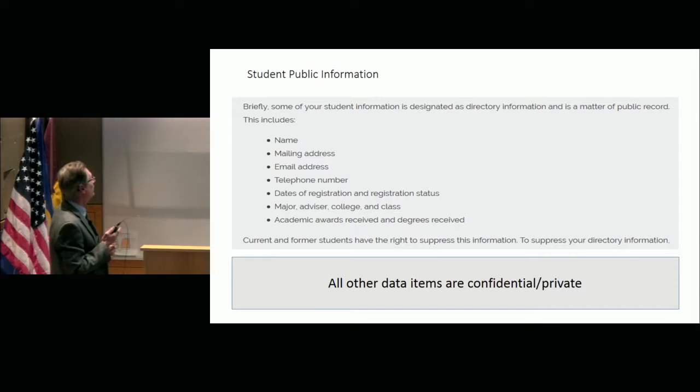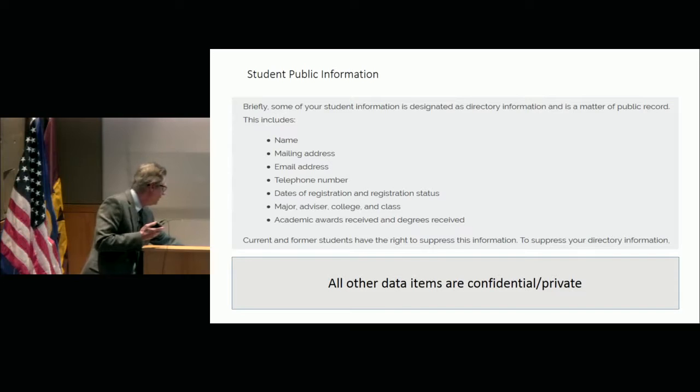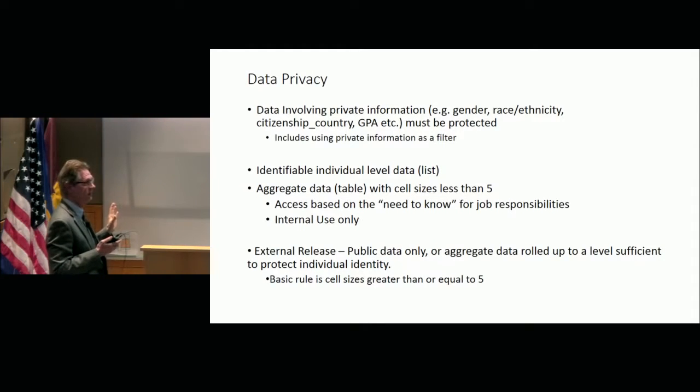This is an example on the student side of what is public. These are just a few items that are releasable publicly. Like if someone requests a list from us of current enrolled students with this information, we can release that, excluding those who have suppressed any of this information. Pretty much everything else besides that is confidential data, and you have to be very careful about who gets to see that and how you release it. And all of these items we've talked about, race, ethnicity, gender, citizenship, those are all protected pieces of information.